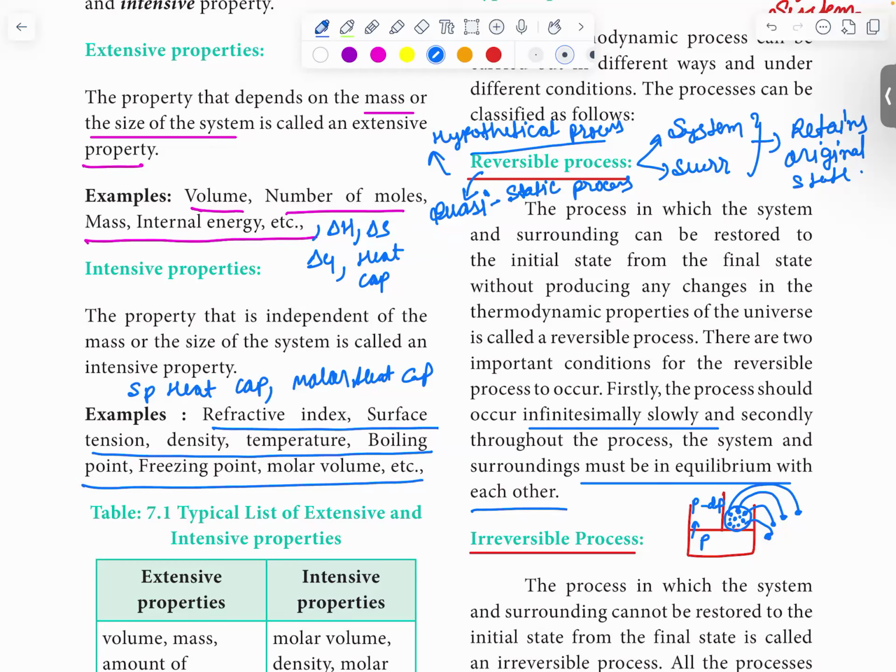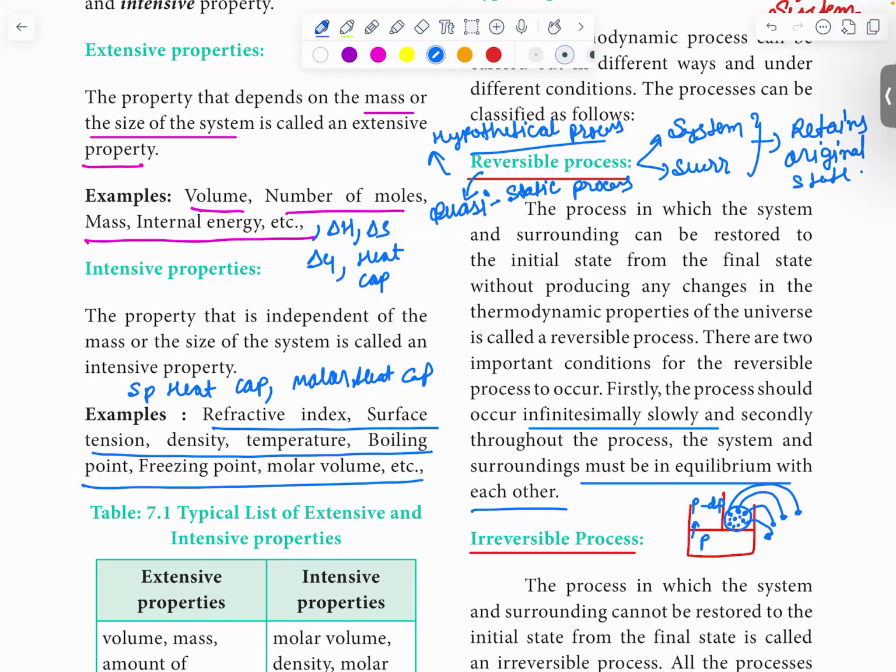So this process you would have to execute for your lifetime, picking one grain at a time out of the sandbag. In this process, what you observe is that there is very little pressure difference between the system and the surrounding. They are at nearly an equilibrium position, and there is a very static nature of the process. That's why we call it a quasi-static process.